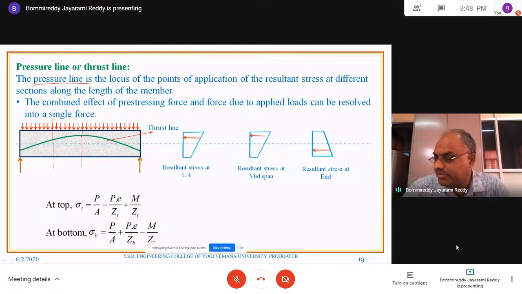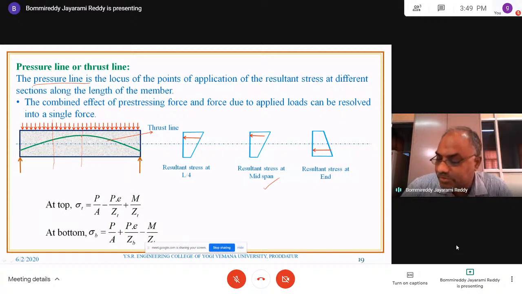this is at midspan; at L by 4, what is going to happen? The stress at the bottom, the stress at the top, and the resultant will be at this point. So this arrow mark is a bit closer to the neutral axis. And this is the stress diagram at the end. So at the end, what is the bending moment? Bending moment is 0. So that means the third term is going to become 0, and this resultant of the stress diagram will be acting exactly at the point where the cable starts.